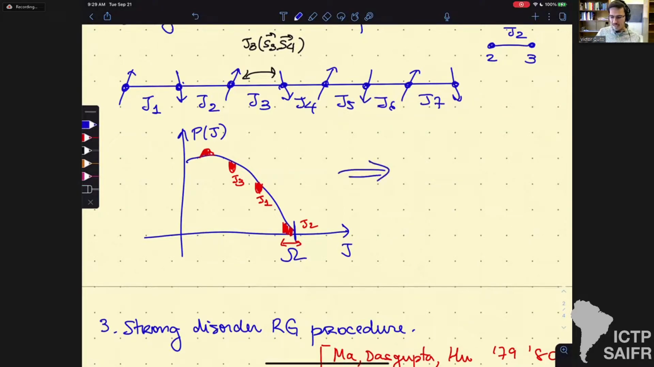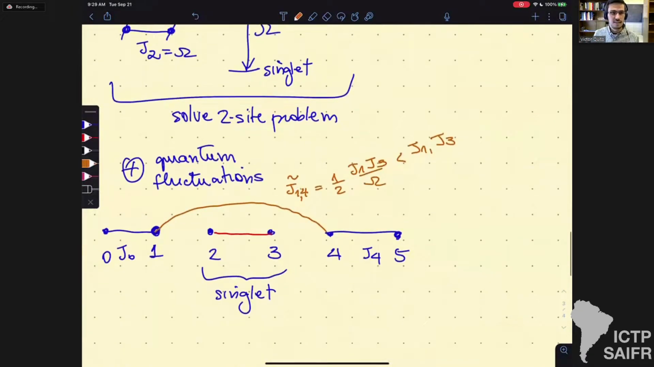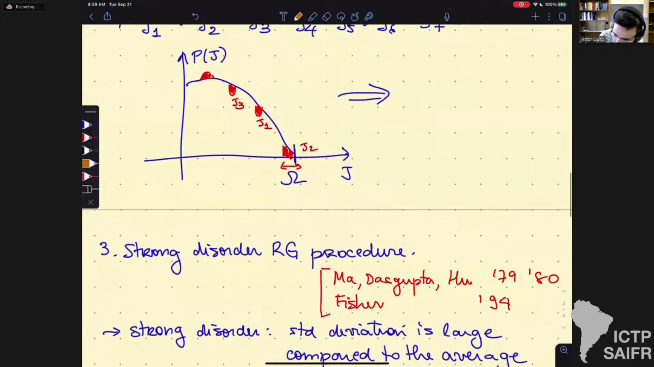As we run this RG, by iterating this procedure that I'm describing here, clearly this procedure can be iterated over and over again. It's just that now we have new couplings. Two sites are gone, but we still have a connection between 1 and 4, and we can just repeat it over and over again. By repeating it, what we are doing is lowering this energy scale omega, and we are generating couplings that are smaller and smaller and smaller.